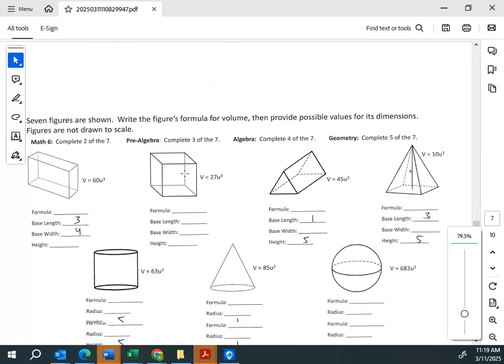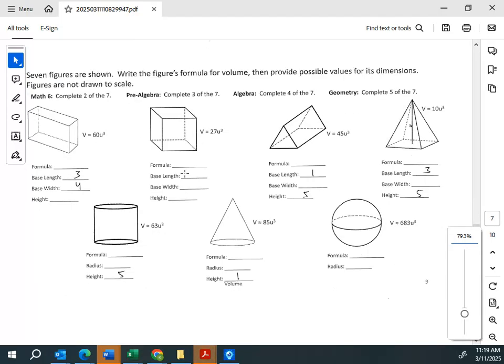Then we have our volume page. So we can fill in those formulas if you haven't filled them in yet. Here, the volume of a rectangle is length times width times height. The cube, length times width times height, or we could say side cubed, because they are all the same length. So that's why Mr. Schultz didn't give you any of those widths, lengths, or heights, because they're all the same number.